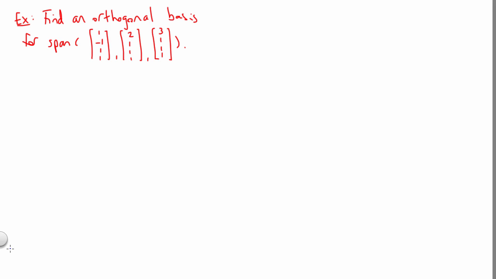In this video, we'll look at the Gram-Schmidt process. The problem is to find an orthogonal basis for the given span. First thing we'll do is grab our first vector, let's call it v1. And that vector just gets added to our set.